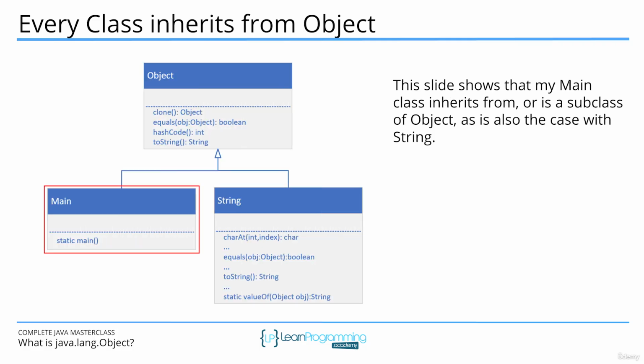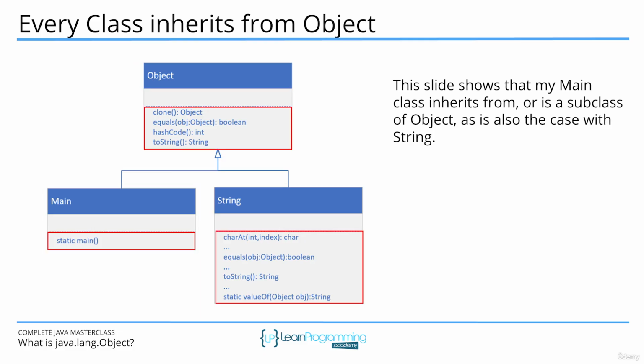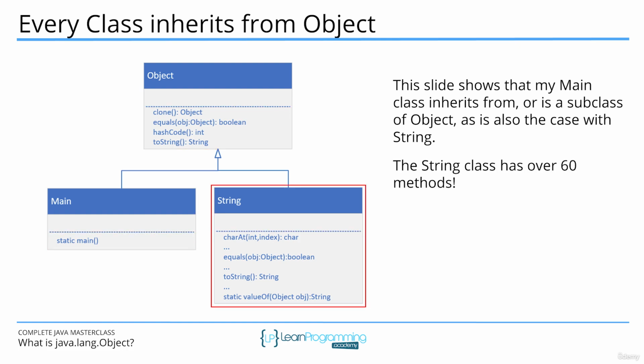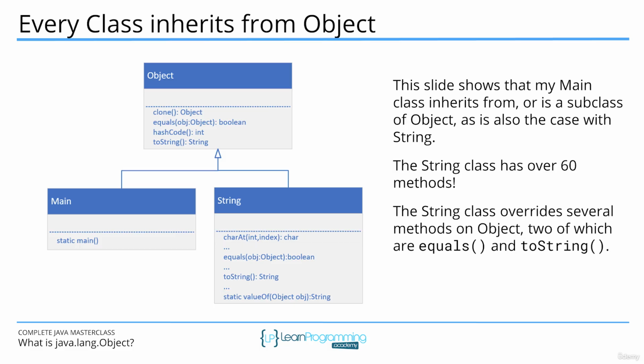This slide shows that my main class inherits from, or is a subclass of, Object, as is also the case with String, a class you are pretty familiar with already. This slide shows the methods on Object and main and just a few of the methods on String. The String class has over 60 methods. In alphabetical order, these methods start with one called charAt and end with one called valueOf. The String class overrides several methods on Object, two of which are equals, which I'll be discussing in our lecture on all things String, and toString, which I used in the previous lectures. All objects, including arrays, inherit the methods of the Object class.